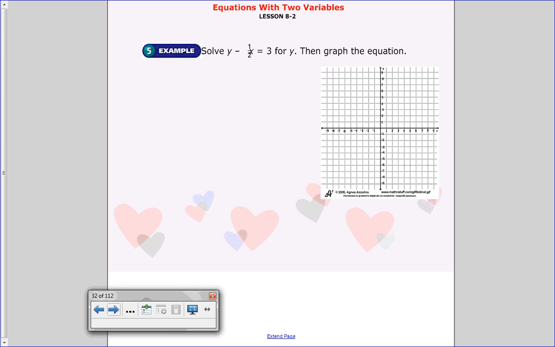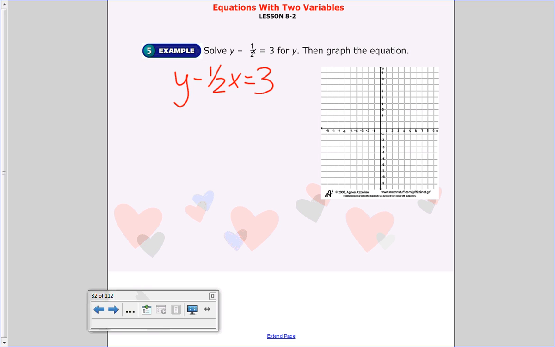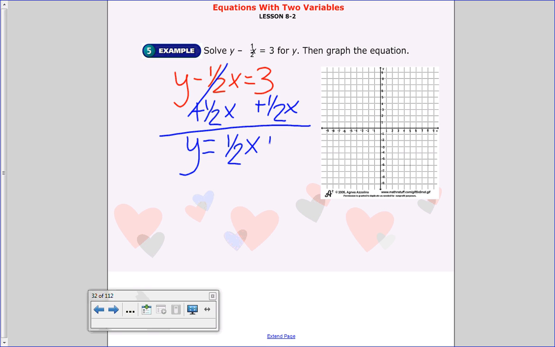So here we have this one, and it got a little messed up on here. It says solve y minus 1/2 x is 3 for y, then graph the equation. So again, we're going to go through this one as quick as I can, and then we'll be done for the night. So here, I need to get y by itself, so I look, well, this minus 1/2 x is on the same side. So that's what I need to get rid of. And I do that by doing the opposite. Well, they're subtracting it, so I add it. So now y is equal to a positive 1/2 x plus 3.